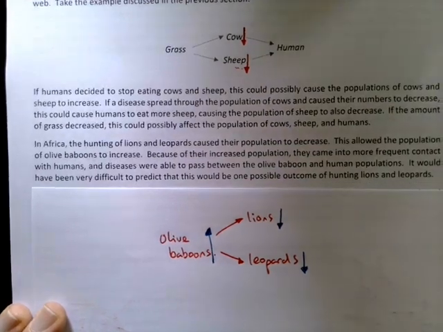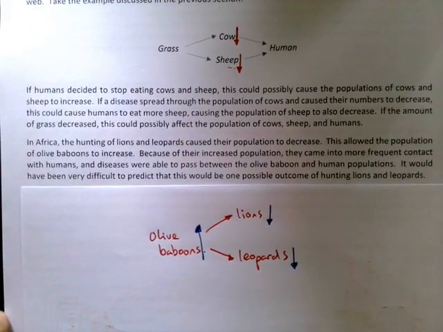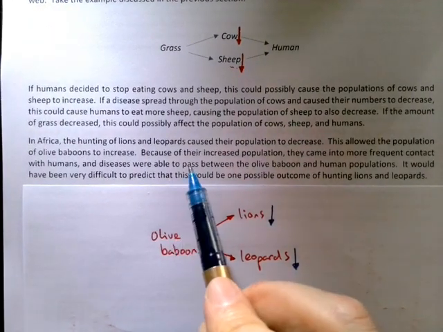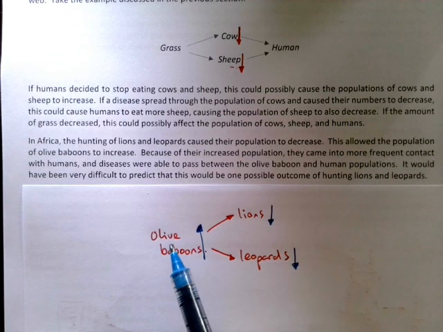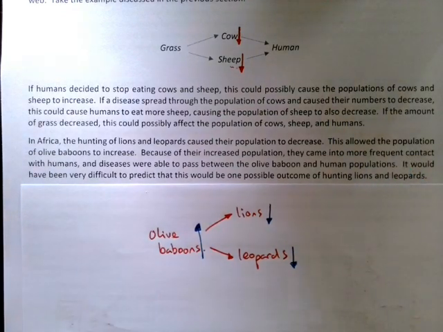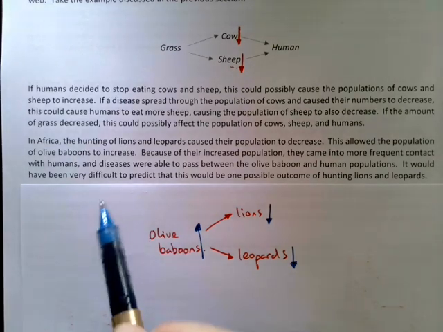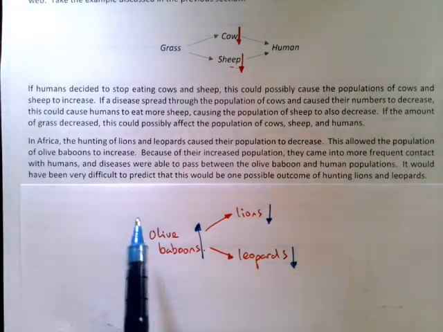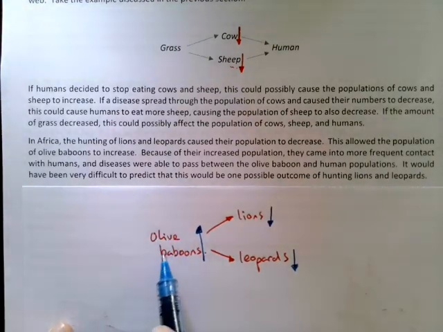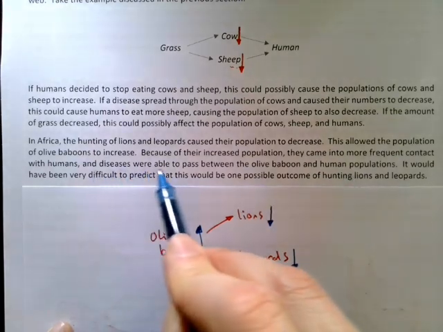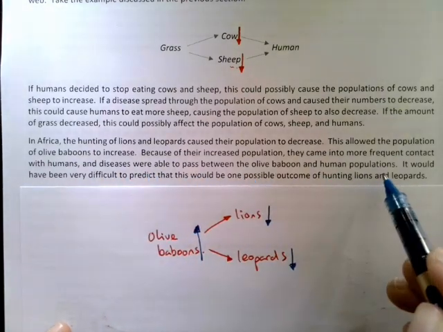So what did this cause? This is actually what happened in Africa. Because of the increased population of olive baboons, they came into more frequent contact with humans. It's obvious that if there are more olive baboons, they're going to occupy a wider area in their habitat, and then they're more likely to come into contact with other organisms, including humans. What that meant was that diseases were able to pass between the olive baboon and human populations.